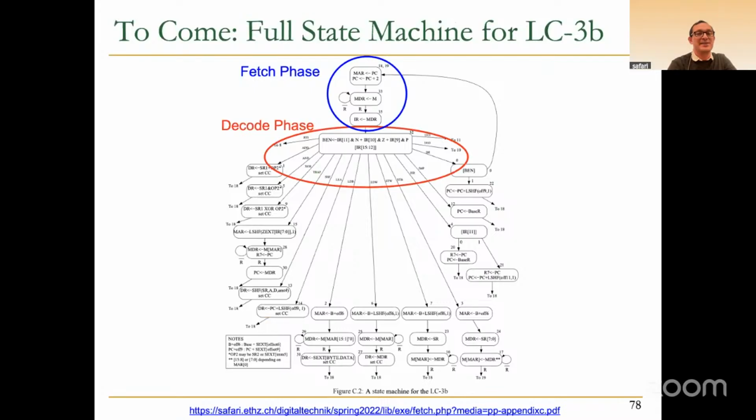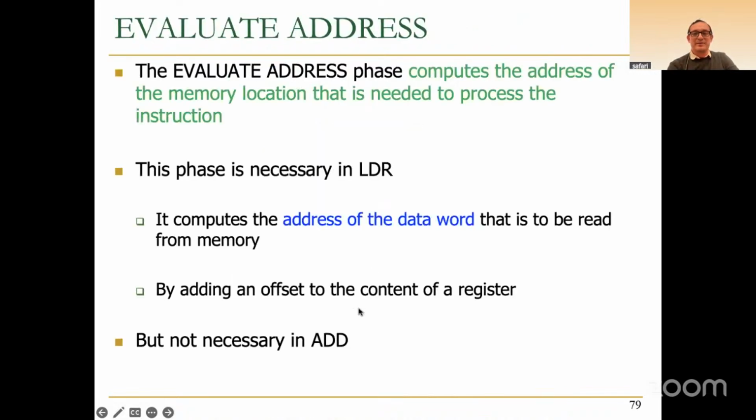So if you look at the finite state machine, add doesn't evaluate address. It just takes SR1, SR2, does something. Right? Whereas LDR, this is testing my eyes. Now, well, this is LC3B, so there's an LDW, which is same as LDR. It does some address evaluation. This is the evaluate address state. Okay? Okay.